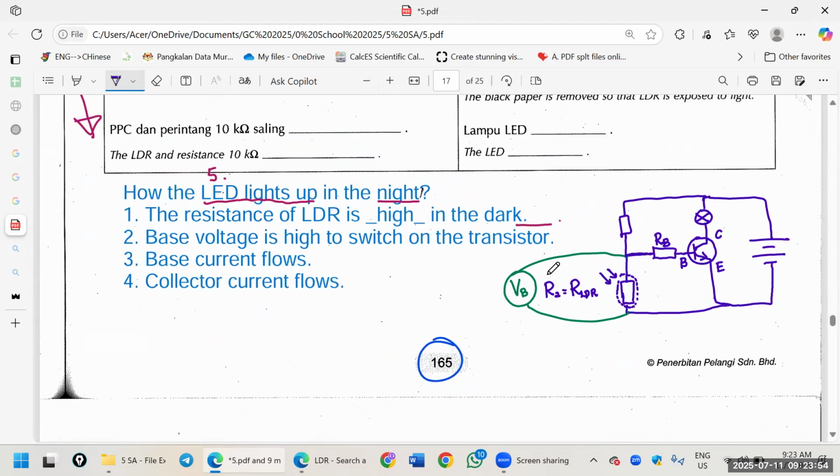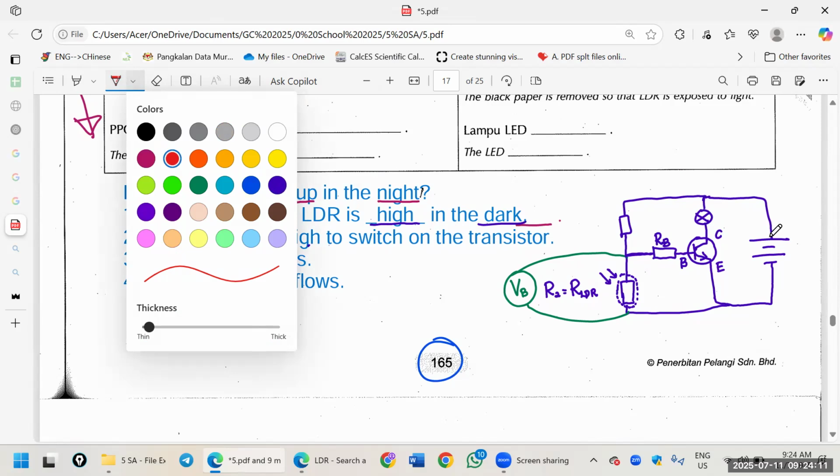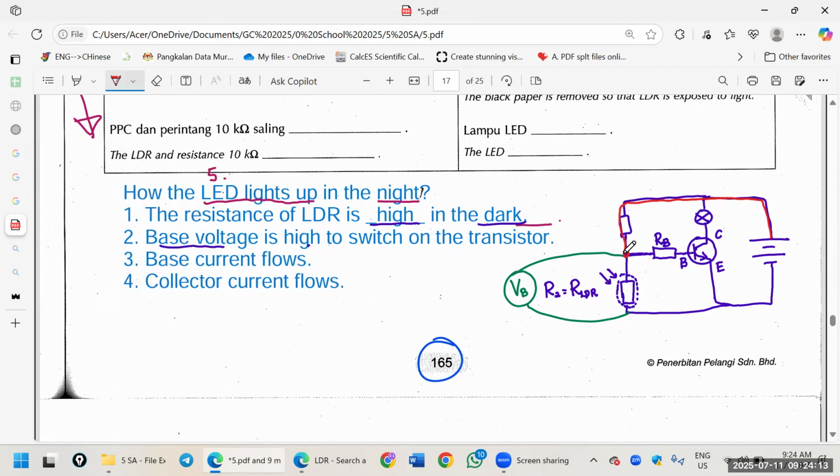Okay, VB. So how does the light switch on? First of all, we say LDR resistance is high in the dark. High in the dark means base voltage is high enough to switch on the transistor. When the transistor switches on, the current doesn't want to go through the LDR because it is too high. Yes, it will go through the base. So when there's IB, then it starts to have IC. When it starts to have IC, congratulations, the light bulb lights up. This is how we set up the automatic light.